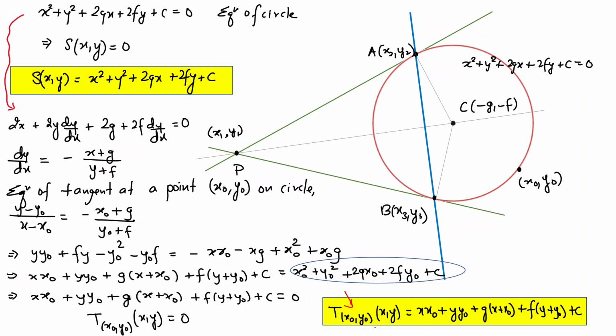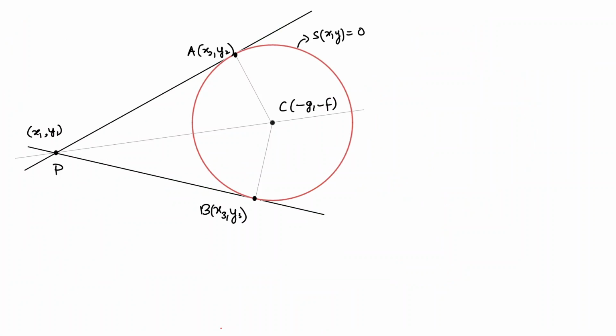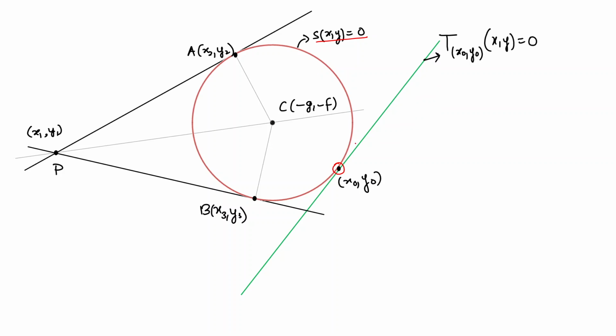This is a linear function, and it has been obtained by transforming the equation of the circle according to this point. And if this point is on the circle, then if you put this T to be 0, you get the equation of the tangent. So by far we know we have S(x, y) equal to 0 if we have a point on the circle, and if I transform this equation of the circle to T(x0, y0) according to this point x0, y0 into a linear equation, this T equal to 0 will give us the equation of the tangent.